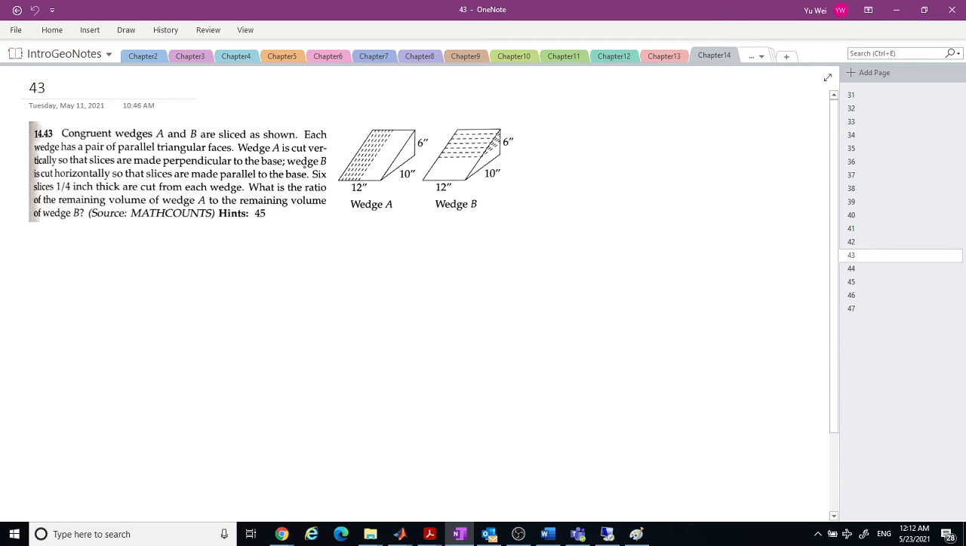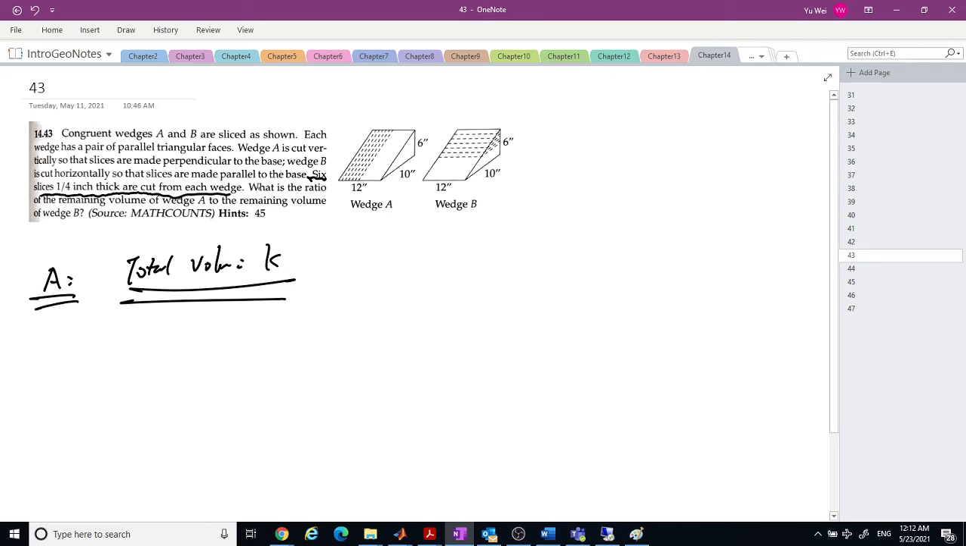Okay, so each of them is made of... so 6 slices, each a quarter-inch thick, are cut from each wedge. So what is the ratio of the remaining volume of A? Okay, so for A, let's see what's the remaining. Okay, so the remaining is the total, right? So let's assume the total volume is K.